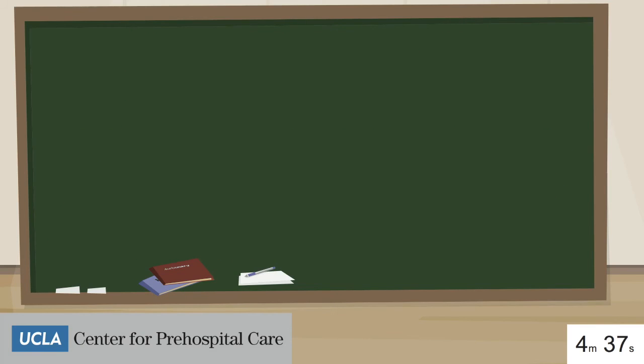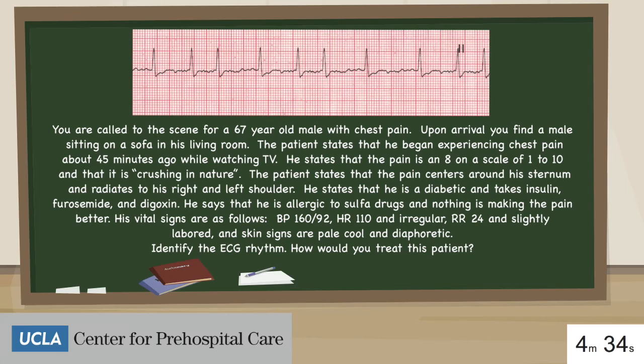Next, scenario number 4. You're called to the scene for a 67-year-old male with chest pain. Upon arrival, you find a male sitting on a sofa in his living room. The patient states that he began experiencing chest pain about 45 minutes ago while watching TV. He states that the pain is an 8 on a scale of 1 to 10 and that it's crushing in nature. The patient states that the pain centers around his sternum and radiates to his right and left shoulder. He states that he is a diabetic and takes insulin, furosemide, and digoxin. He says that he is allergic to sulfa drugs and nothing is making the pain better.